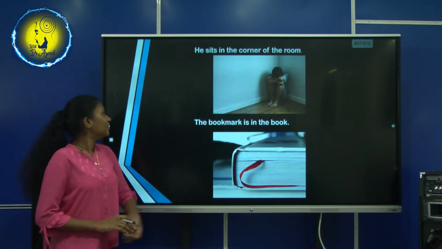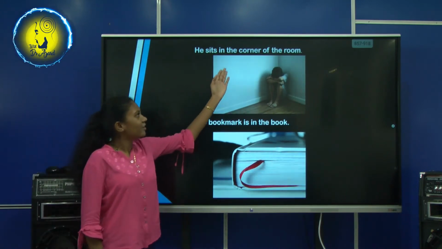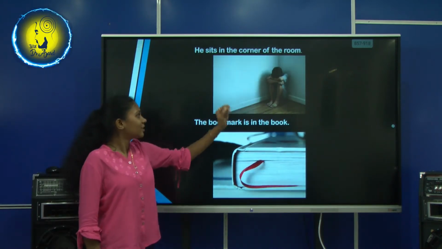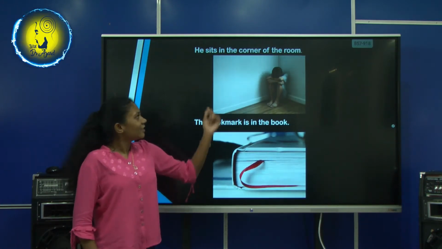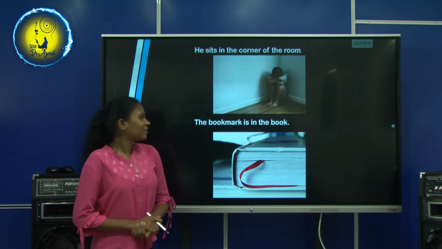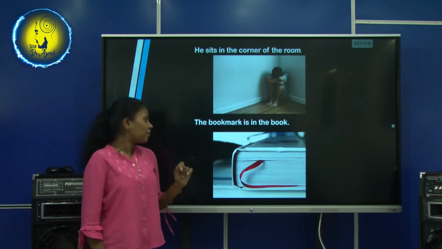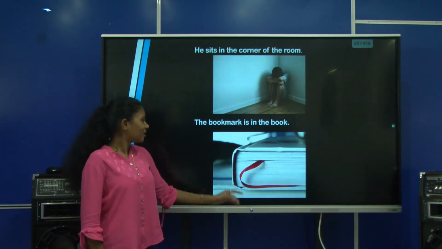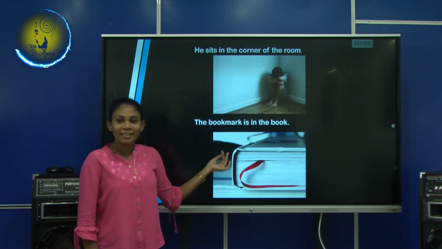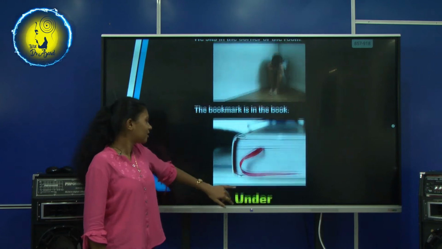Second example, he sits in the corner of the room. See, there is a boy. He sits in the corner of the room, no? So, third example, the bookmark is in the book. See, the bookmark is in the book.